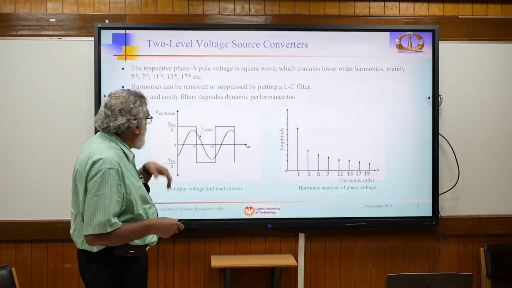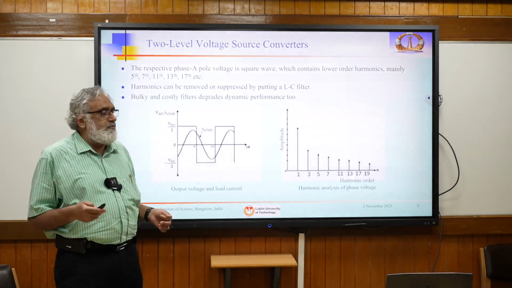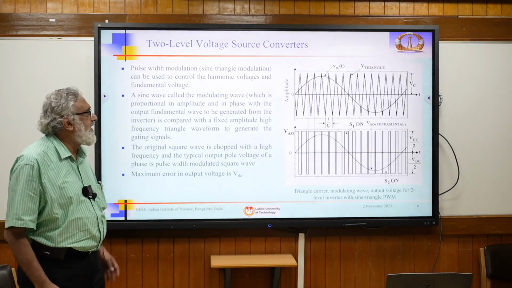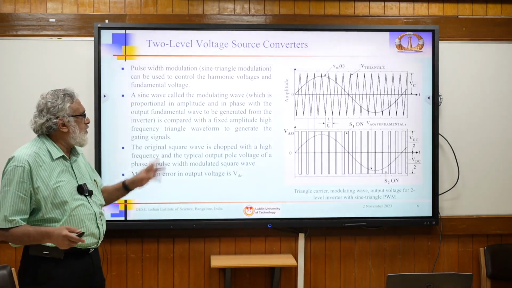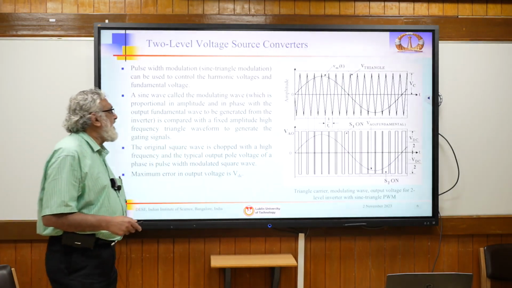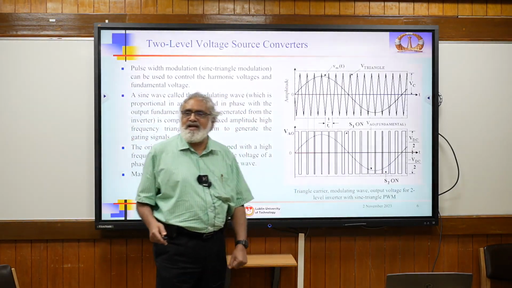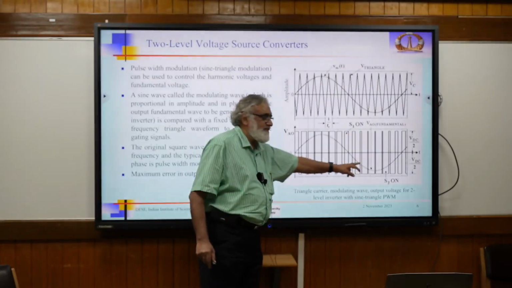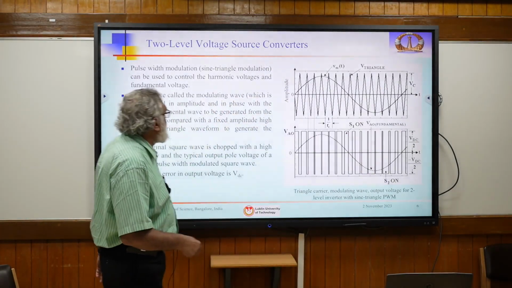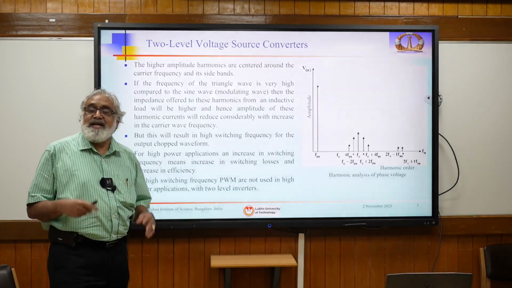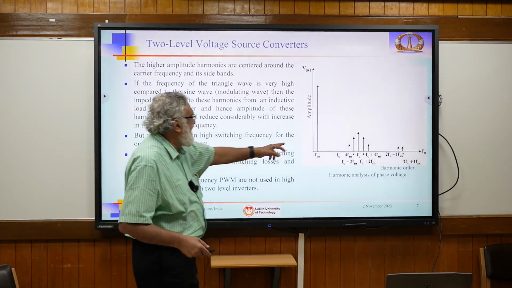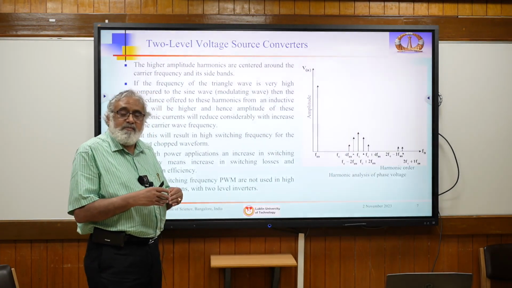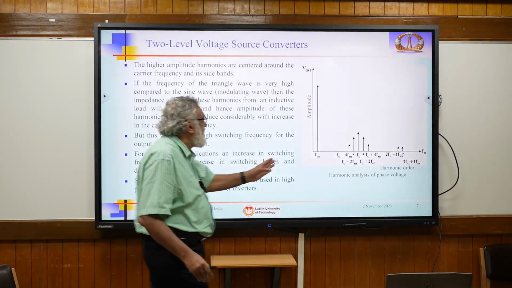Then power electronics people borrowed the idea from the communication people. Say we use PWM, pulse width modulation. The original square wave is chopped using a fixed frequency, high frequency triangle wave. When you do that, there is a fundamental here. But the advantage of this is that the high order harmonics will be shifted to the carrier frequency side. And the more we use high frequency carriers, we can shift it to the high frequency side.